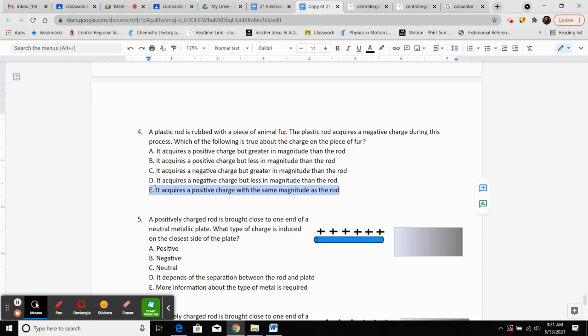Think about it, right? So let's say they get rubbed together and it takes 10 electrons away from the fur. Well, now the rod has a charge of negative 10 and the fur would have positive 10. Right? It didn't lose less or gain more or whatever.